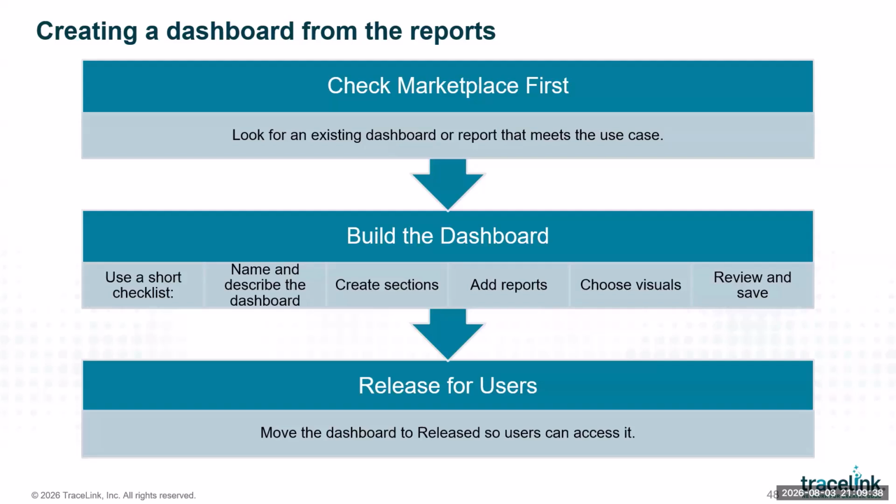The dashboard creation process is straightforward at a high level. First, Myra creates a new dashboard from the company dashboards page. She enters the dashboard name, an optional description, and the catalog type. Next, she sets up the dashboard layout. This means creating sections and adding reports to those sections. Then she chooses how the data should appear. For example, she may use a bar chart, pie chart, column chart, table, or summary card. After that, she reviews the dashboard and saves her changes. Finally, when everything is ready, she moves the dashboard to release so users like Emily can access it.